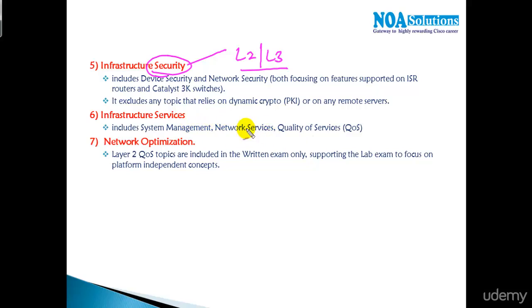And then when it comes to infrastructure services, we'll be doing some layer 2 quality of service, layer 3 quality of service, and some other network services like HSRP, VRRP, GLBP for IP version 4 and IP version 6. And also we'll see some other services like DHCP, NTP, those kinds of things, which include some of the system management services like DHCP, as I said.